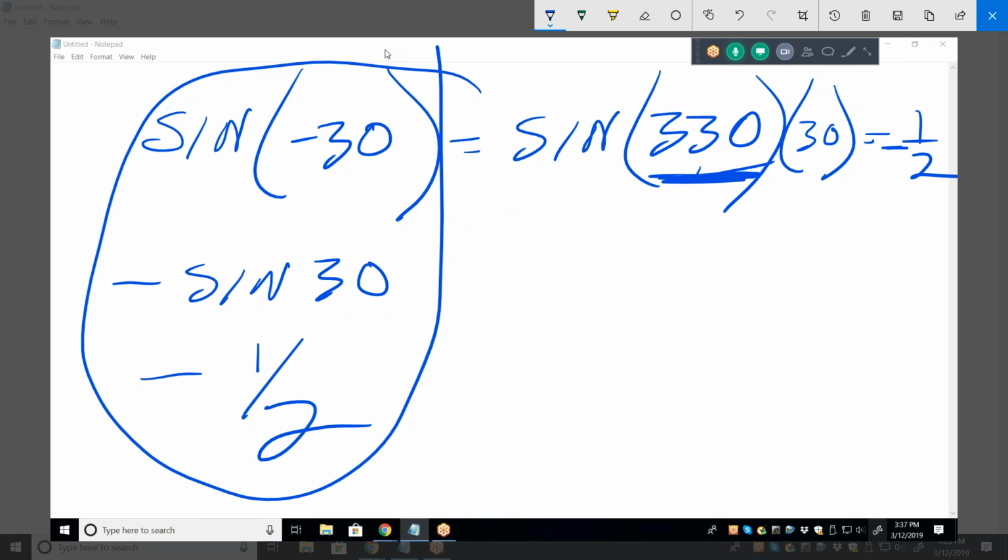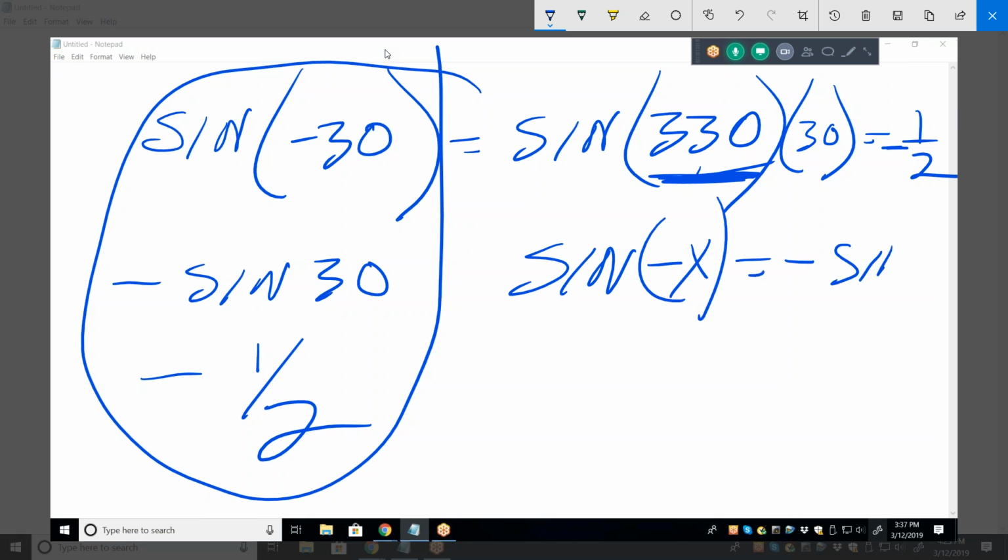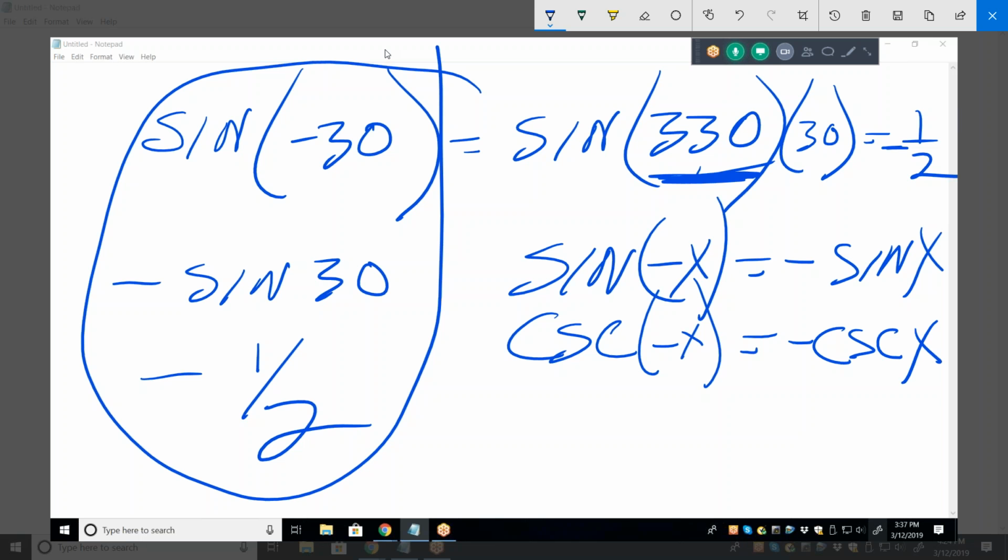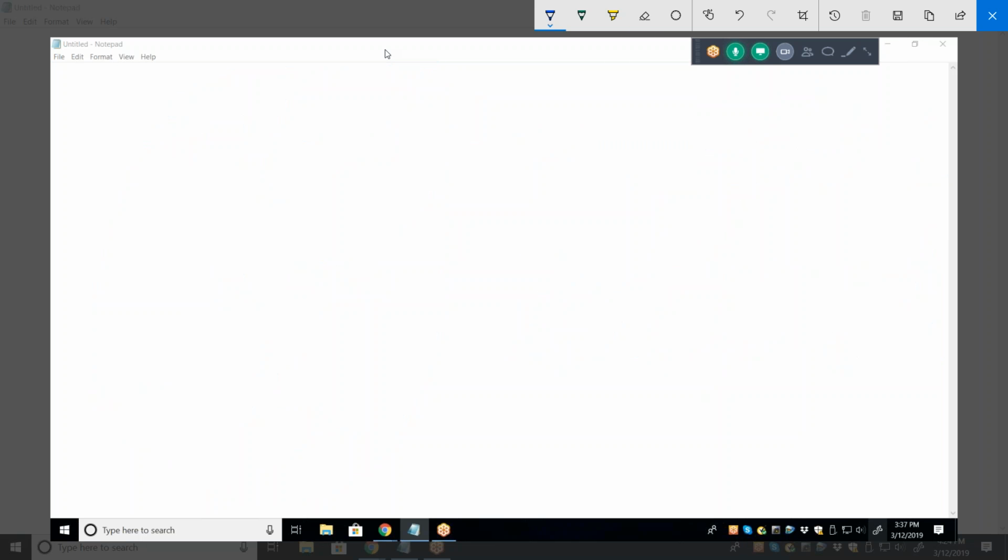In other words, if the sine of minus x equals minus the sine of x, then the cosecant of minus x equals minus the cosecant of x. Okay? All right. What other problems do you have that maybe we can apply this information to?